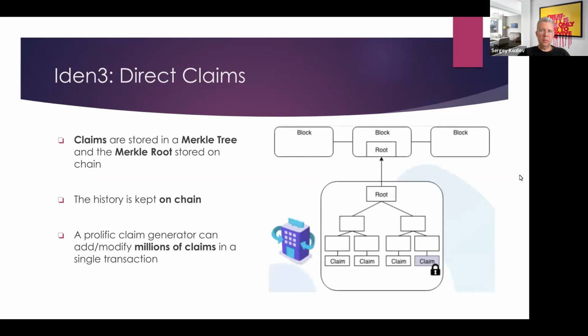But where we need the blockchain, we need blockchain if we actually want to manage our direct claims. Claims are stored in the Merkle tree and the Merkle root is stored on chain. You do not need to get into this Merkle tree story. I can only say why we need this blockchain, this Merkle tree and this Merkle root, which is stored on chain.